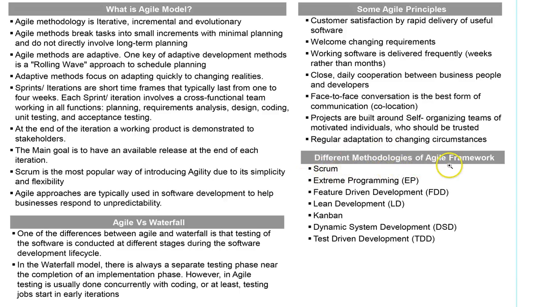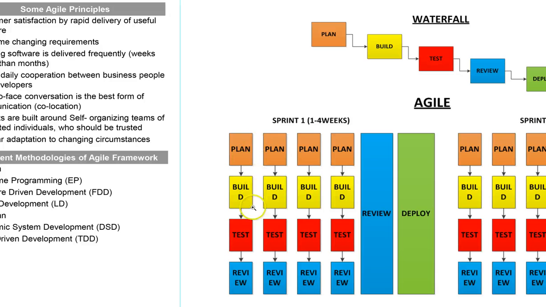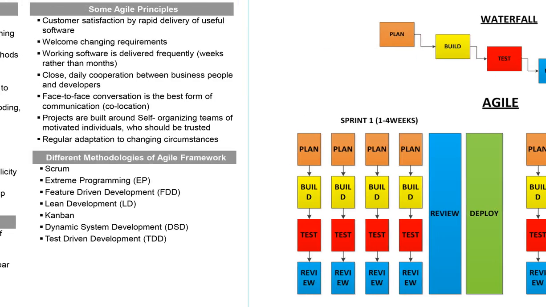Different methodologies of Agile framework. Now, there are different methodologies used within Agile. The one that's most used is the Scrum methodology, where you have all the user stories, and this is what we were basically looking at right now, where we go through the different sprints and the plan, build, test, review, and then finally at the end of the week you deploy it for the stakeholder to test it.